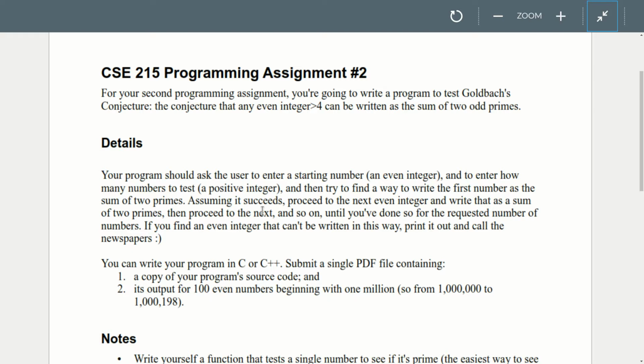And you can test this with small numbers, right? Just have it start from 6 or something, generate 20 sums, and make sure that everything it's printing out is prime and that they actually add up to what they're supposed to. And if you happen to find a number that can't be written as a sum of 2 primes, then you're going to be rich and famous. So, you don't have to worry about the homework then.